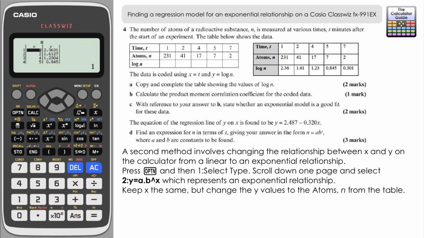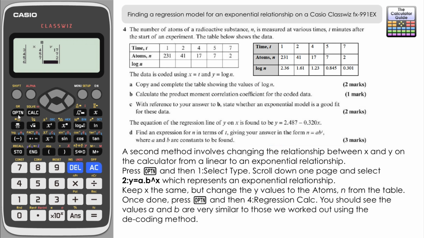Now we've got our x and y values from when we inputted them before. The x values are absolutely okay to stay the same, but we need to change the y values to the uncoded version. So what we were given originally, actually, the values for atoms. So let's input those now. So it's 231, 41, 17, and so on. Okay, so once we've got the original data inputted in there, it's once again Option and 4 for Regression Calc.